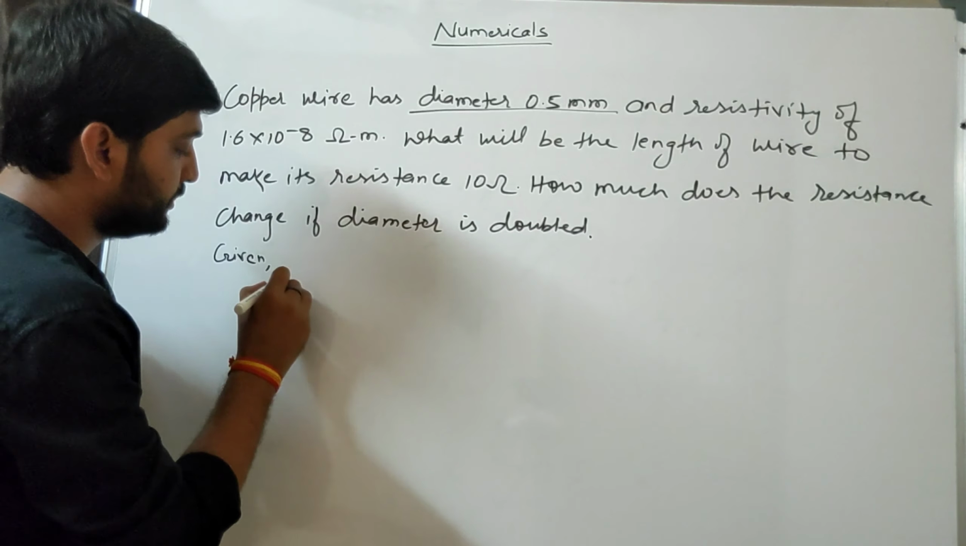There is another part in this question. What is the another part? How much does the resistance change if diameter is doubled? Means we are not changing the resistivity, we are not changing the length of the conductor, we are just changing the diameter of the conductor. Then what will be the effect on resistance? Will resistance increase or resistance decrease?